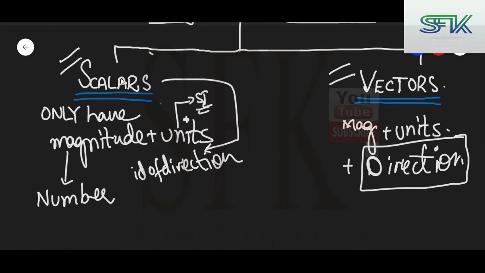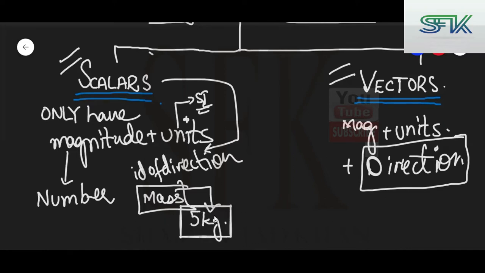I'll just give you an example. Mass is considered a scalar quantity. What do we mean by it's a scalar? Well, mass has a unit, and if I take a value for mass, it's 5 kg. There is no reference to direction, it's just a number and a unit. That's why it's a scalar quantity.